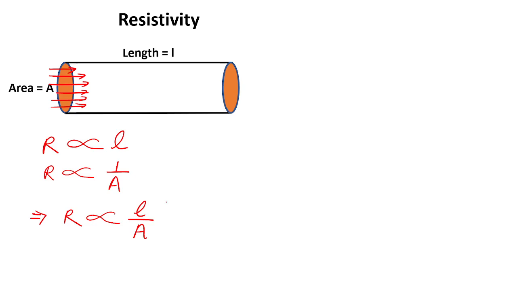I explained in the previous class that if one quantity is proportional to another quantity, the left side quantity equals L by A into a constant. I explained this result in Ohm's law also, okay? If two quantities are proportional, it means if one quantity is doubled, the other quantity is also doubled. If they are proportional, the left side quantity equals the right side quantity into some constant, a fixed number.